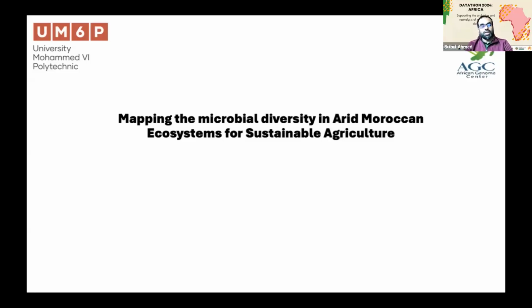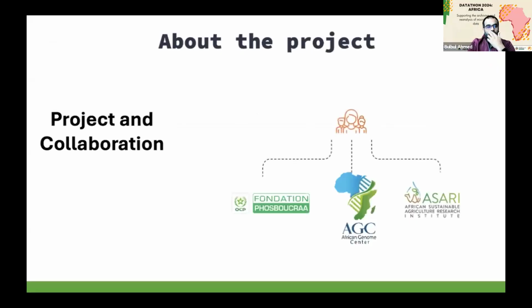So one of the key projects I am running in the Sahara Desert is mapping microbial diversity in the southern Moroccan ecosystem for sustainable agriculture. This project is funded by the Fondation Phosboucraa, which is a part of the OCP Group in Morocco. And at AGC, we are conducting all this research in support of ASARI, which is another institute in southern Morocco. And this is also a part of the UM6P University.